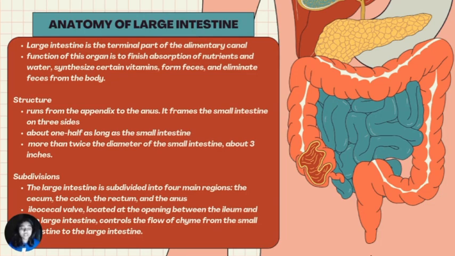Subdivisions of the large intestine. It is divided into four main regions: the cecum, colon, rectum and the anus. The ileocecal valve is located at the opening between the ileum and the large intestine. It controls the flow of chyme from the small intestine into the large intestine.